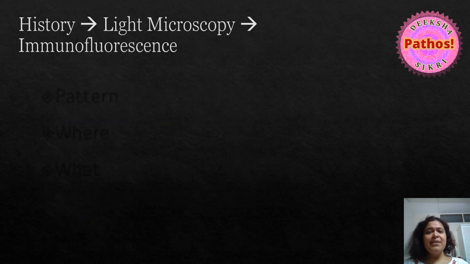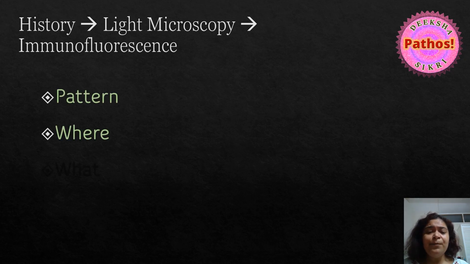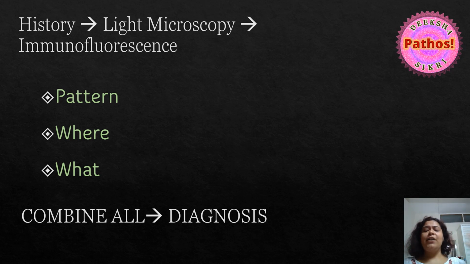So to summarize, whenever you get a renal biopsy, a glomerular disorder, look at the history. See if it's nephritic, if it's nephrotic. Second, you look at light microscopy along with special stains, if any, and then you look at immunofluorescence. You get an idea of the pattern, you get an idea of where it is, and you also should see what it is. Because if it's IgA, you know what direction to go to. And then you combine all of them and you get the diagnosis.